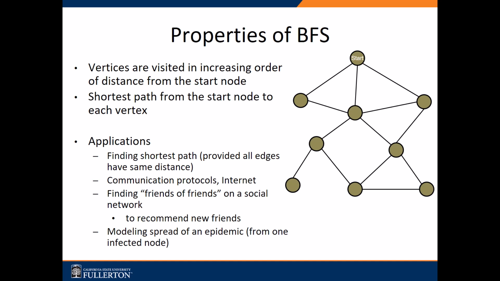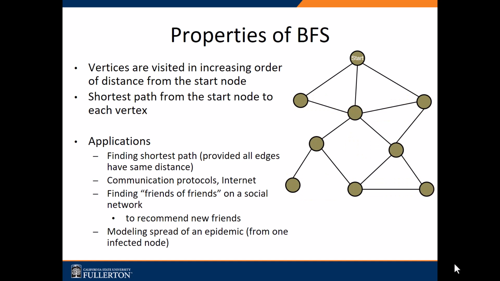The most important property of breadth first search is that vertices are visited in increasing order of distance from the start vertex. Thus, when we reach any vertex, we also know the shortest path from the start vertex to that vertex. Thus, breadth first search is useful in applications that need to find the shortest path, for example in certain communication protocols on the internet.